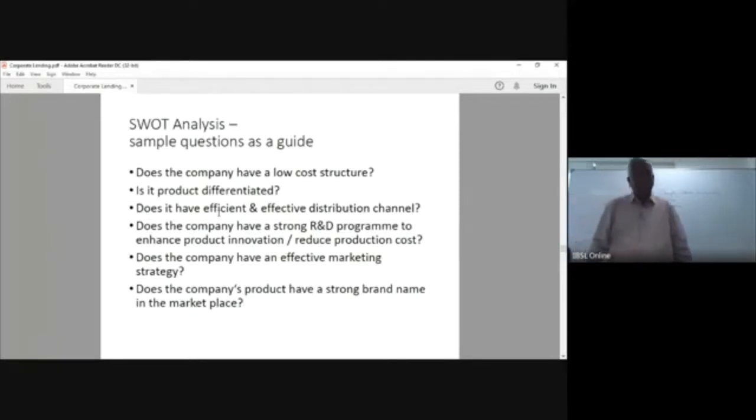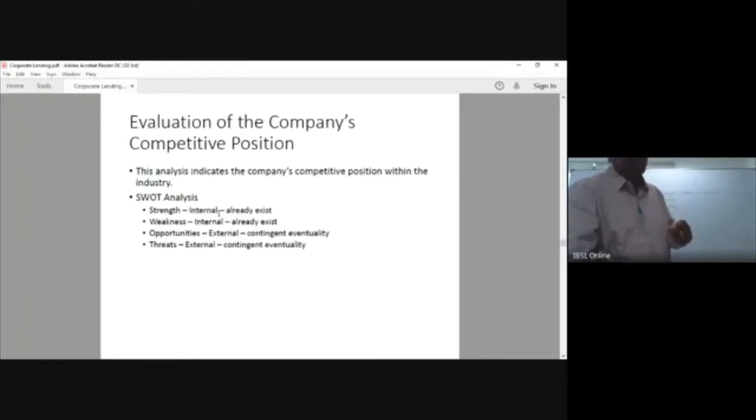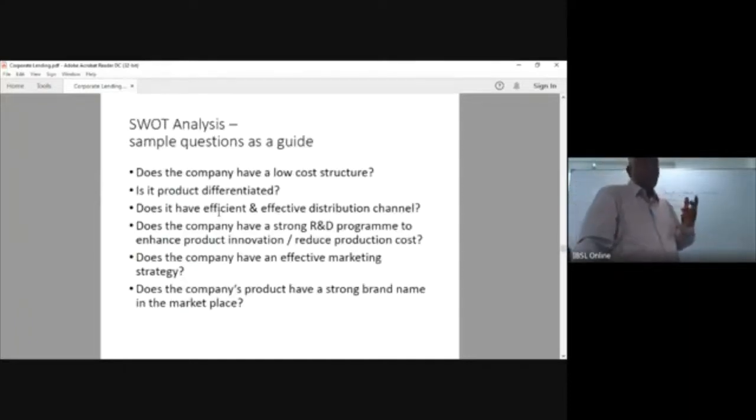So now, there are some questions just to guide you on how to do the SWOT analysis. What type of questions you can ask. So here are sample questions just as a guide, for you to understand how to do the SWOT analysis. Now, there's a question. Does the company have a low cost structure?